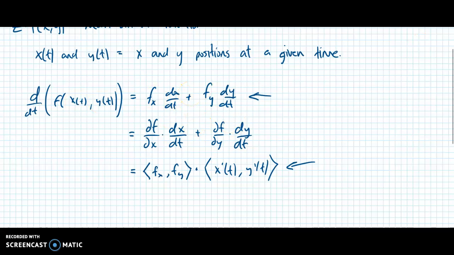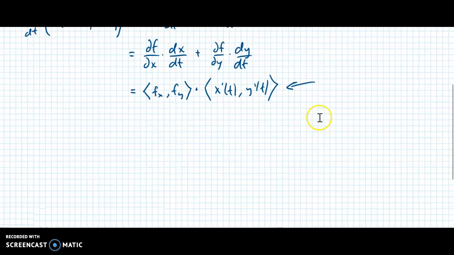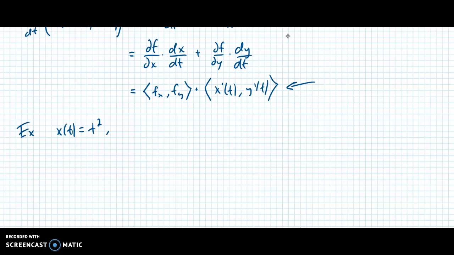So let me show you what this means. I'm going to do it with an example. Let's take the example x of t equal to t squared and y of t equal to sine t, and f of x comma y equal to x cubed y plus cosine x.